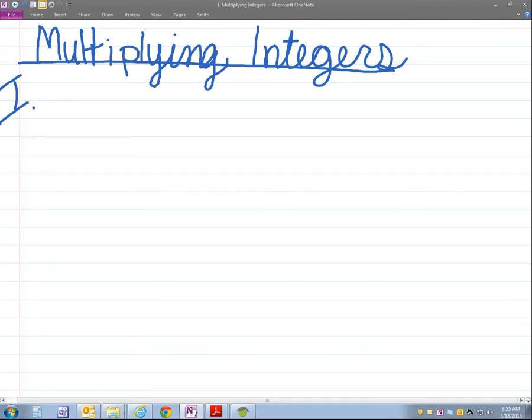All right. So multiplying integers is easier than subtraction. Multiplying integers is easier than subtracting integers because there are no signs that we have to flip, no additive inverse or anything like that. So it's just two rules essentially that we have to do. So we'll just do the first one right off the bat.